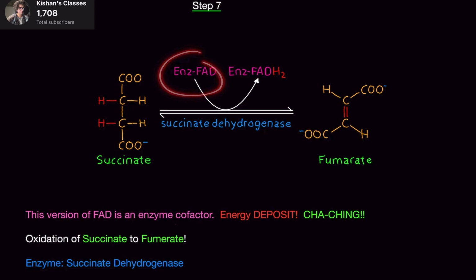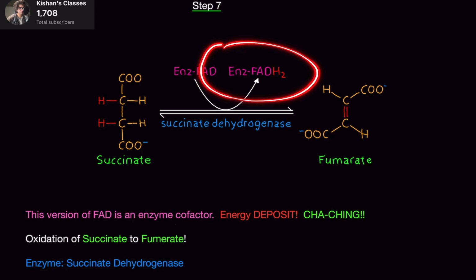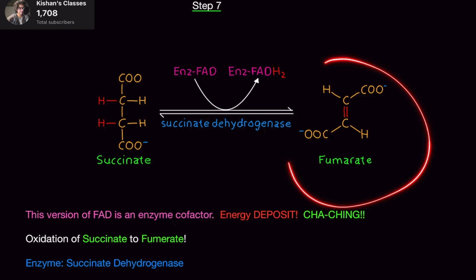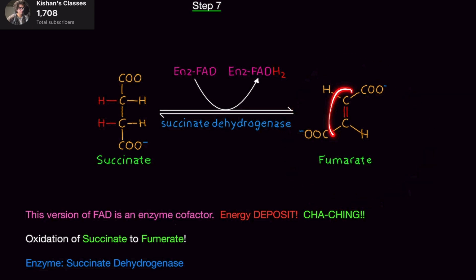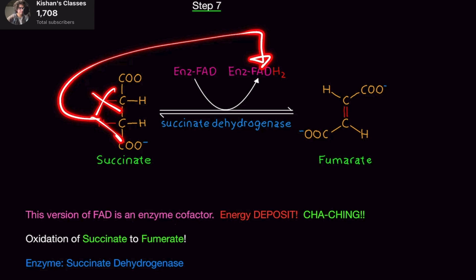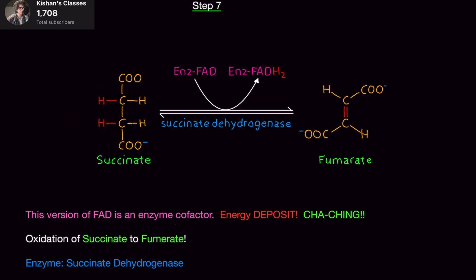Enzymatic FAD is a cofactor. All right, it's an enzymatic cofactor. Now, what we just did is an energy deposit. Cha-ching! We just basically banked some energy for later use. That later use being the electron transport chain. Now, what this does is creates fumarate. Fumarate is a double bonded carbon-carbon. So that's what we did. We eliminated the protons, moved it over to enzymatic FAD to make enzymatic FADH2, and created a double bond.